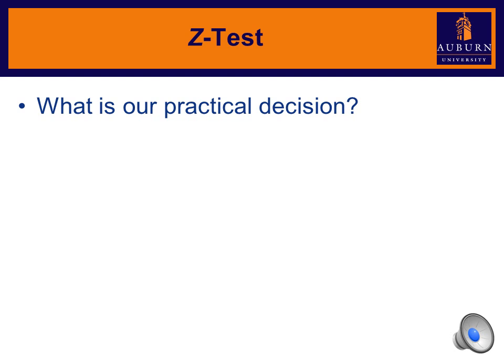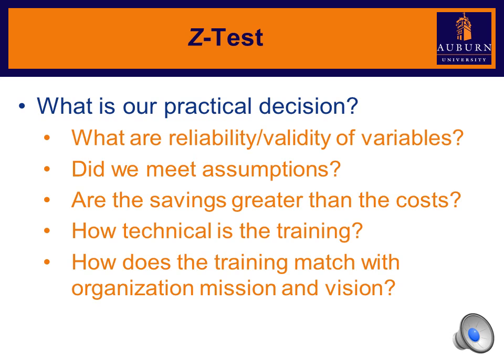So in this case, our question is whether or not we should implement this new training. And so certainly one of those pieces of evidence is our hypothesis test, the fact that we failed to reject the null hypothesis. We found that there was no difference between the new and the old training program. However, there are other factors that are important to our decision. One of those factors is the reliability and validity of the measurements themselves.